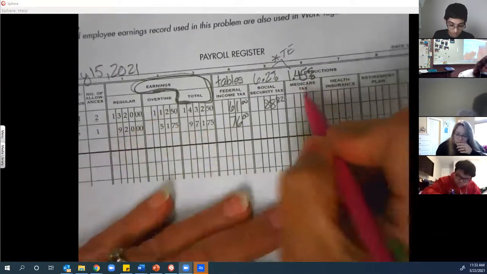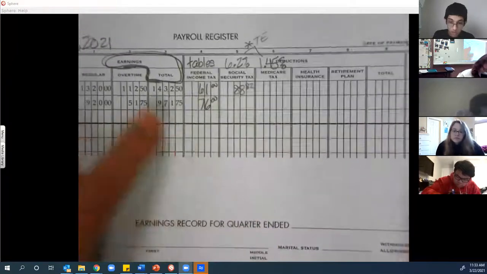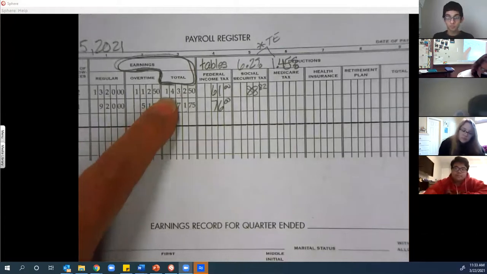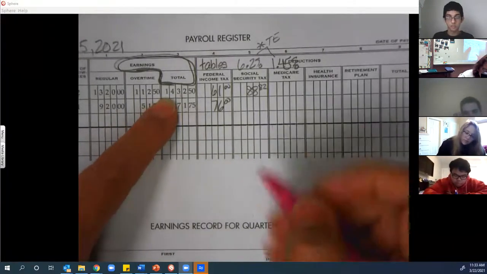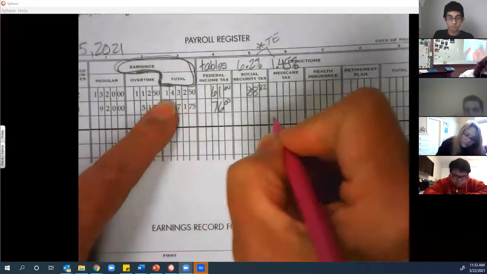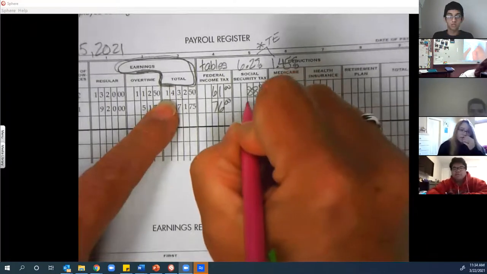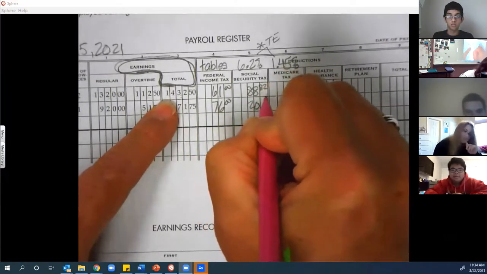Okay, Medicare is 1.45%. So again, we're still calculating based off total earnings. Okay, so this is 20.77125, so just rounding to 20.77.